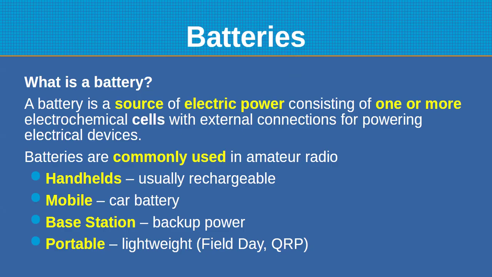Base stations, in a lot of cases, people will set up backup power with either car batteries or lithium iron, usually lithium iron phosphate, and maybe solar panels to charge it so that you can operate if you lose household power.